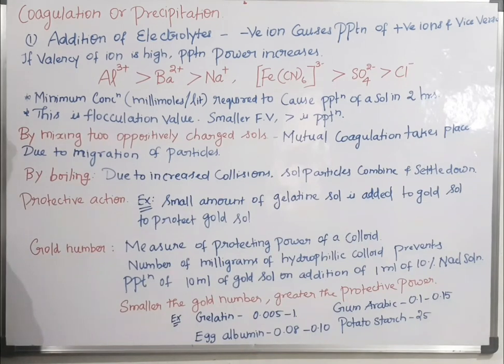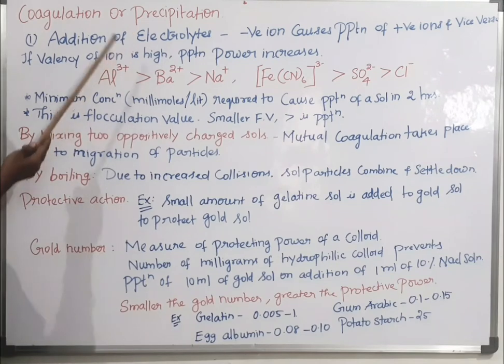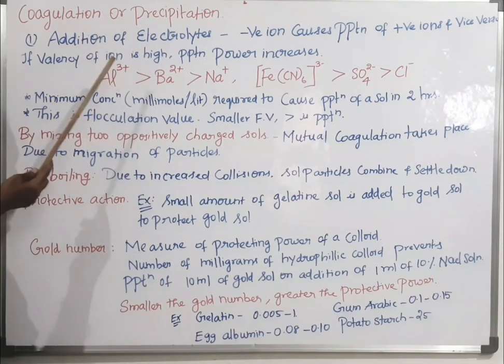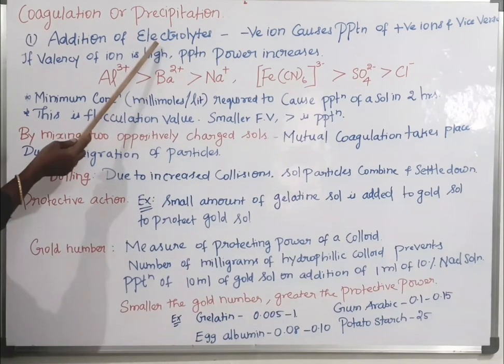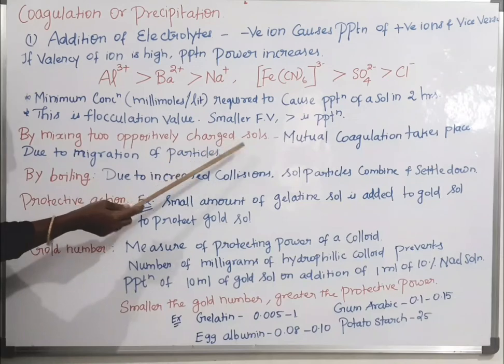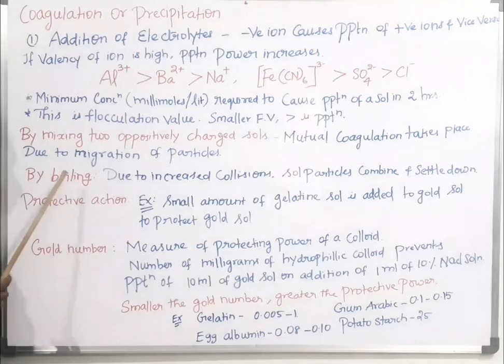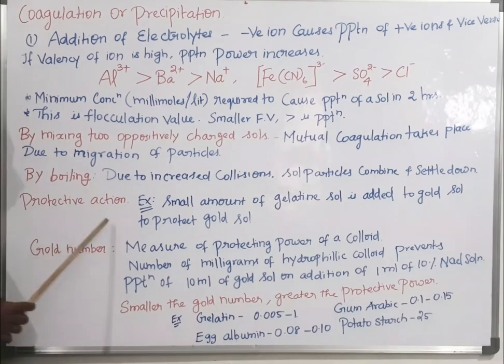So in this video we saw coagulation or precipitation and the reasons why it takes place in colloidal particles. The first is addition of electrolytes, next is mixing of two oppositely charged colloids, another reason is boiling, then the protective action of the colloid, then the gold number.